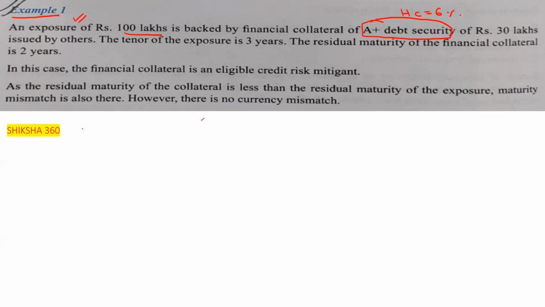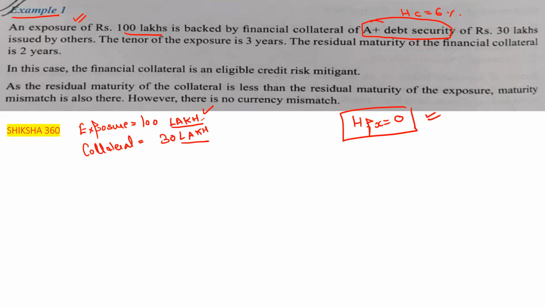So I will write here that exposure is equal to 100 lakh and collateral is 30 lakh. So one thing we have cleared, that this one is also lakh, this one is also lakh. Both the exposure and the collateral are in the same currency. So HFX is equal to 0 here.